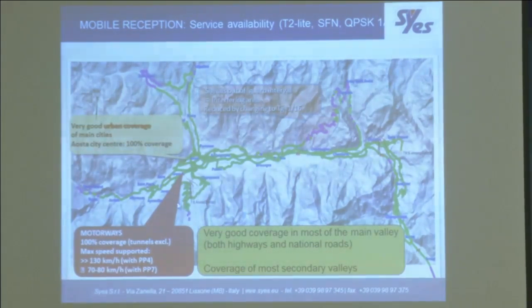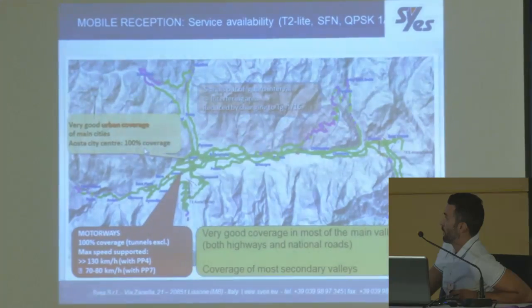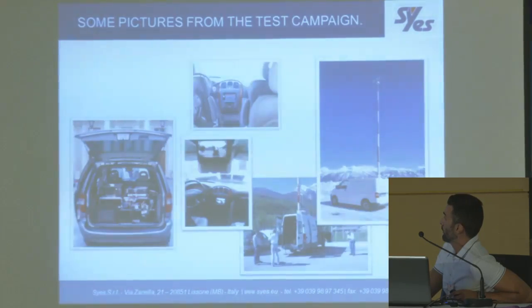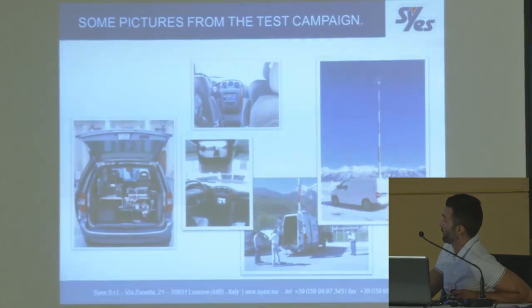And basically these are the quality results in which inside Aosta, which is the main city of this region, we had 100% of coverage, while for the motorway up to 130 km/h, the signal quality was quite good. And it was quite good coverage in all the valley, because all this zone is a mountain zone. There are a lot of valleys. The coverage was very good. These are some photos about the equipment used.